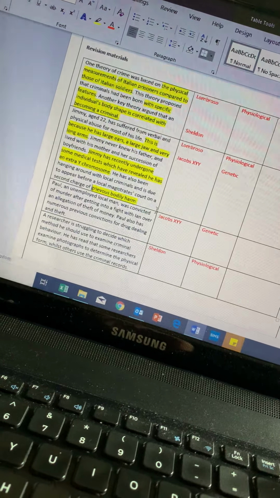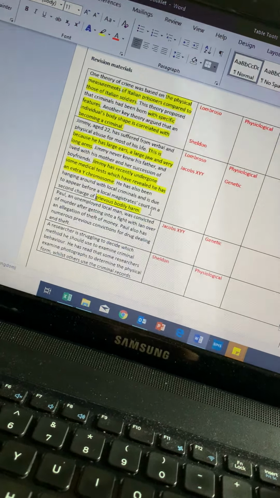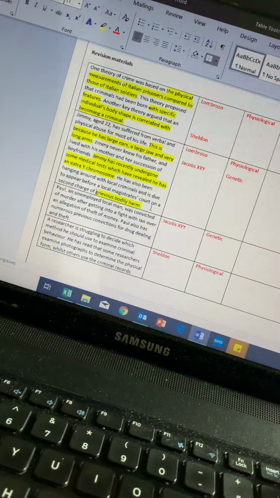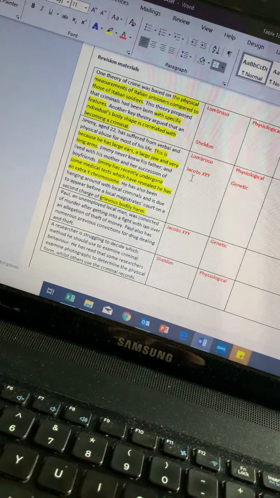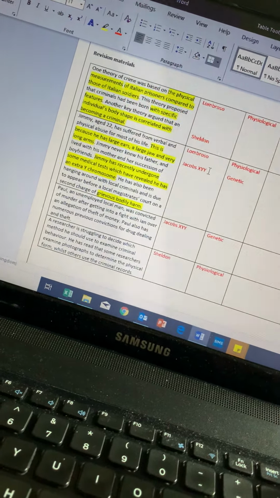Again, really important to remember is the charge, so grievous bodily harm, very, very violent, normally using a weapon, so Jacob's XYY. So hopefully that helps a little bit.